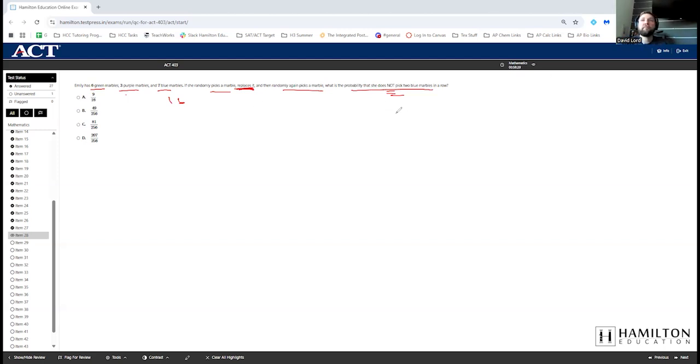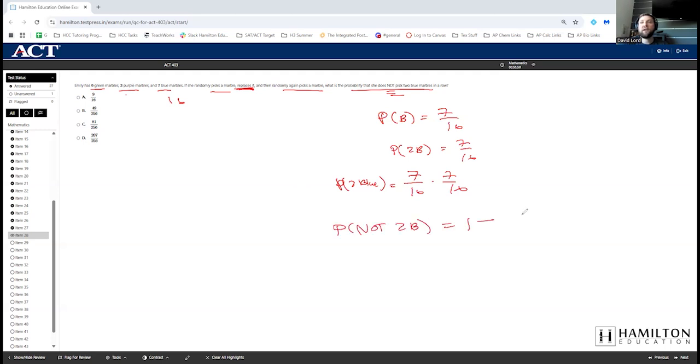Well, the probability of the first blue is going to be 7 out of 16. Now, because she takes that blue marble out, looks at it, then puts it back in the bag, the probability of the second blue is the same, 7 out of 16. And since we want blue and blue, we're going to multiply these together. So that's the probability of 2 blue marbles. But we want not that. So the probability of not 2 blue means that we take 1 minus 49 over 256.